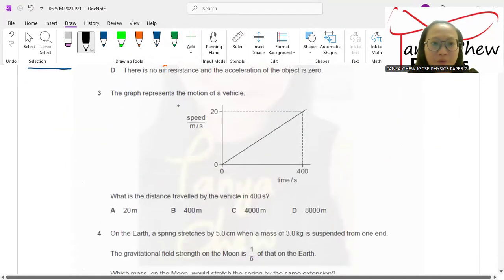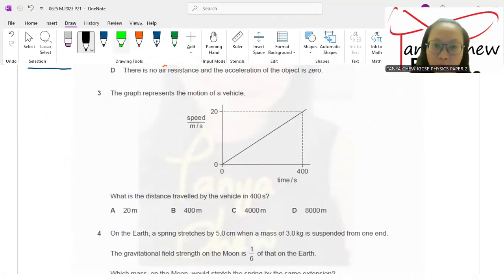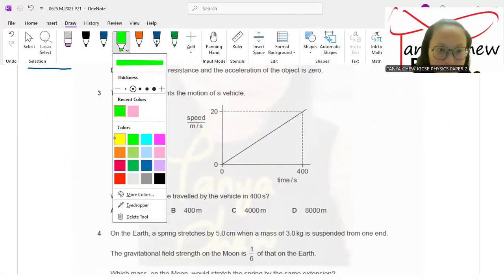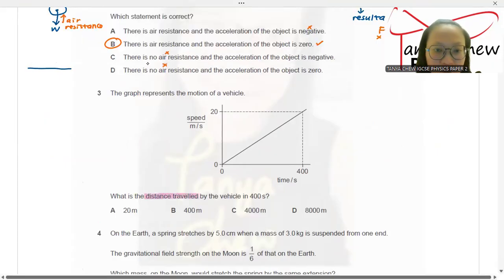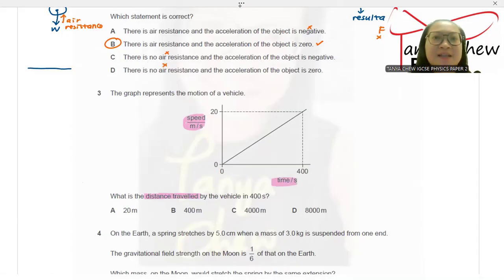Now, question number 3. The graph represents the motion of a vehicle. What is the distance traveled by the vehicle? Like what I say, seek for the hint. The hint in this case is distance. They ask you to calculate the distance. And second step, how do we calculate distance from the graph? What is the graph given? The graph given is a speed against time graph.